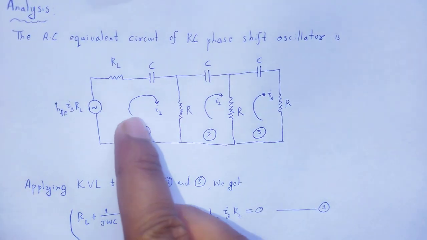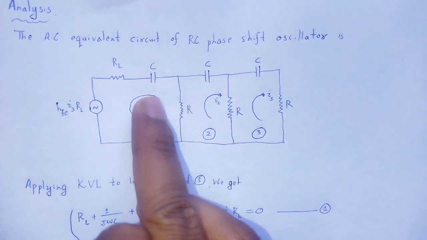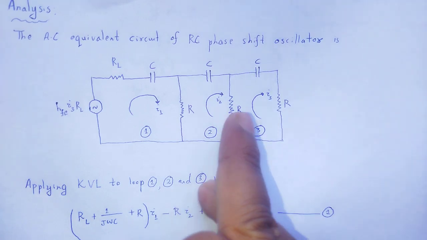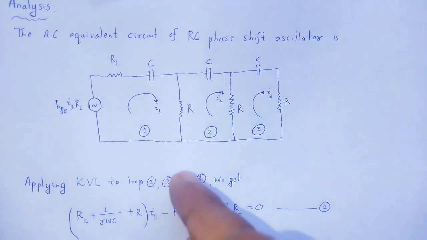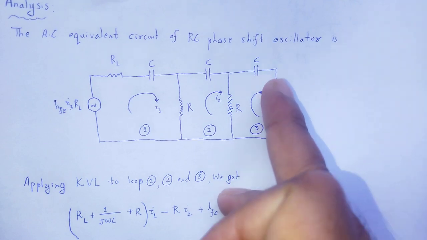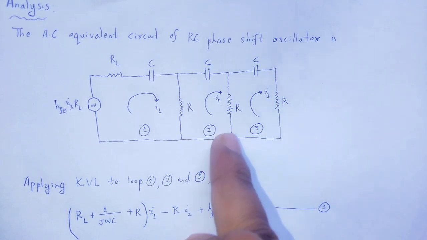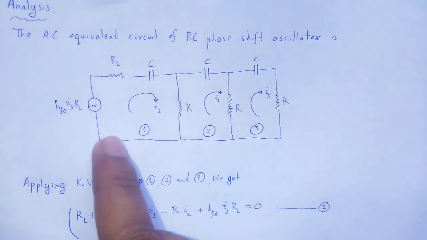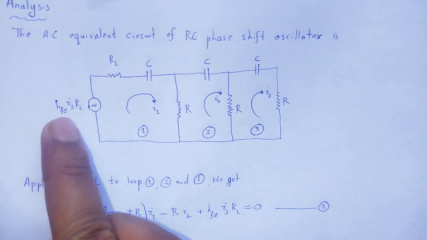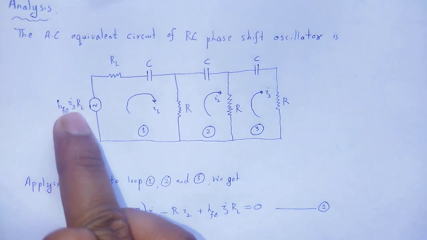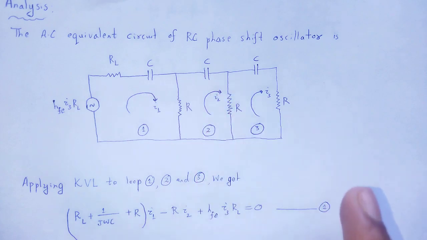and the CR circuit. Let the current in the first loop be I1, the second loop current I2, and the third loop current I3. The voltage source across the third loop is HFE RL I3. Now we analyze it.